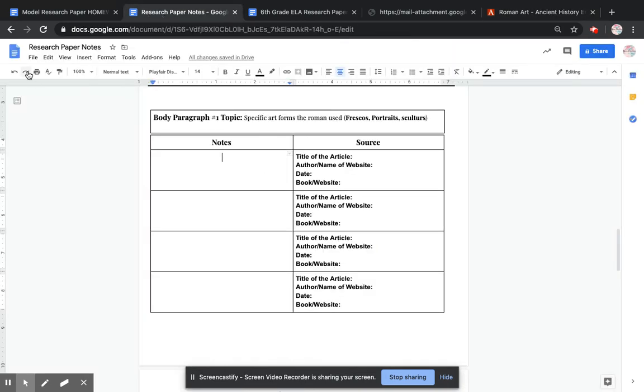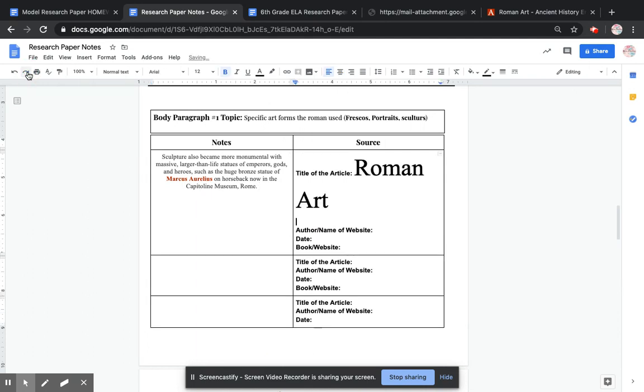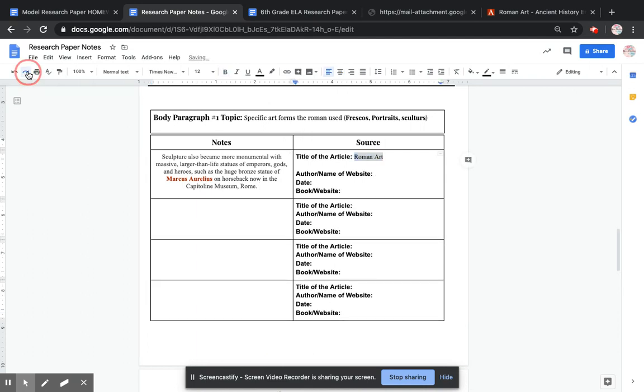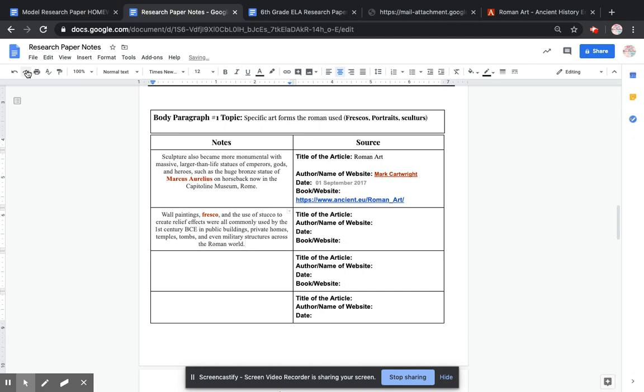So I went ahead and I got some notes. I grabbed this quote and I put the title of the article, the author's name, the date of the article, and then the website. I did that, and that's on sculptures. And then I grabbed one from Fresco.